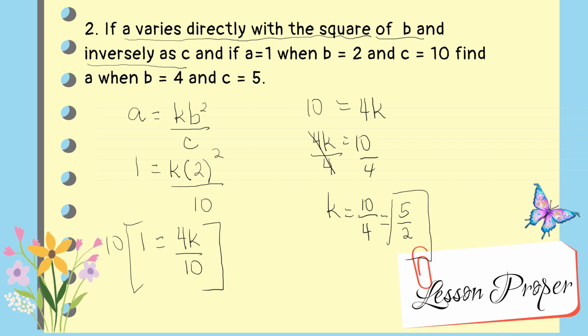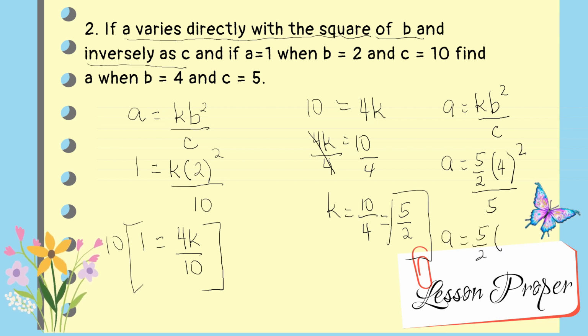Now find a when b equals 4 and c equals 5. Again, we have the equation a equals k b squared over c. So we have a, the value of k is 5 over 2. The given value of b is 4, so 4 squared. And the value of c is 5. So a equals 5 over 2, 4 squared is 4 times 4. That is 16 over 5.